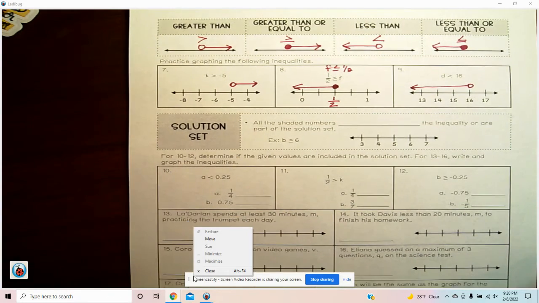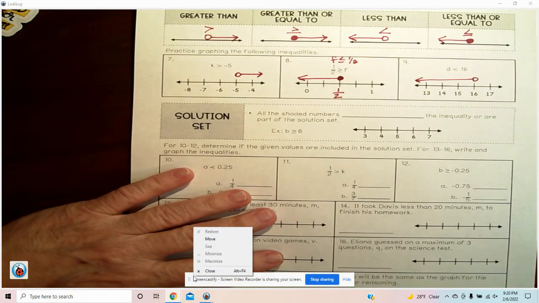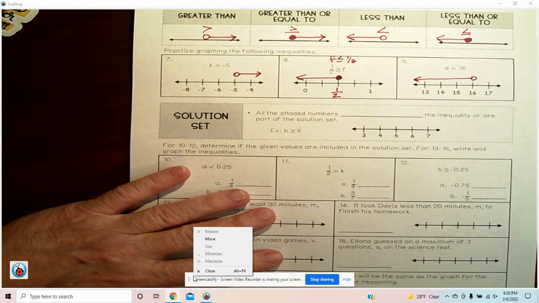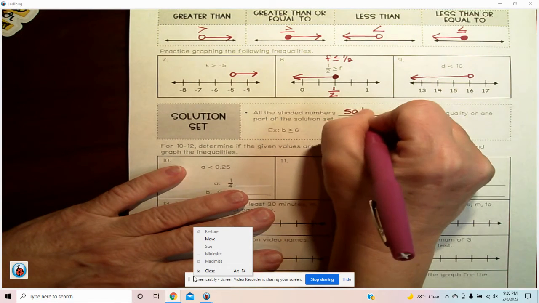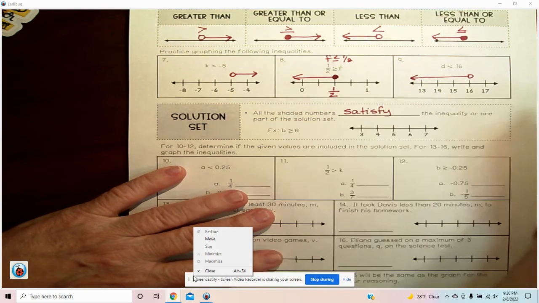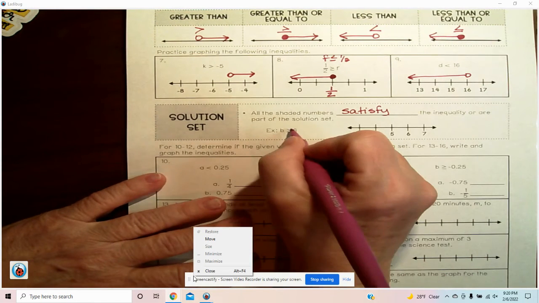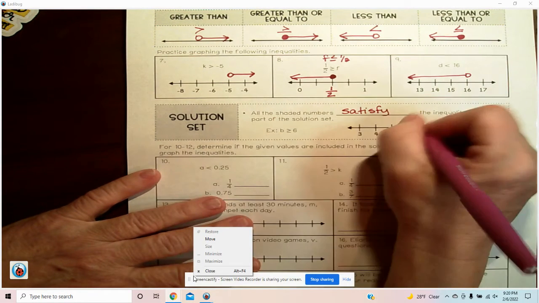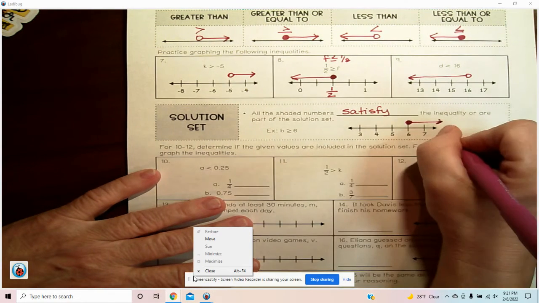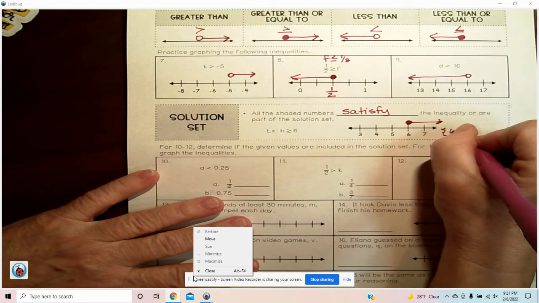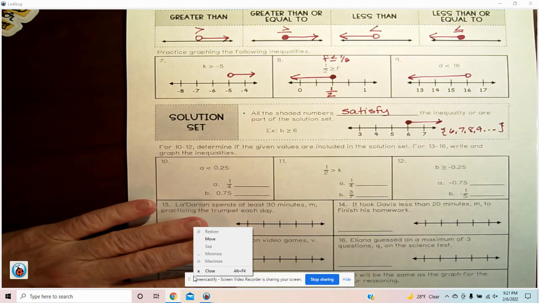Solution sets. You had a question like this, I think, on your equations and expressions paper that I had given you. All the shaded numbers satisfy the inequality or are a part of the solution set. For example, B is greater than or equal to 6. So it's greater than or equal to, so it's closed, and it's shaded to the right. The solution set would be 6, 7, 8, 9, dot, dot, dot. That's the solution set for that inequality.